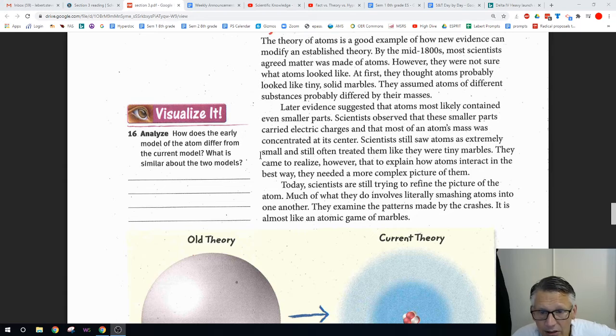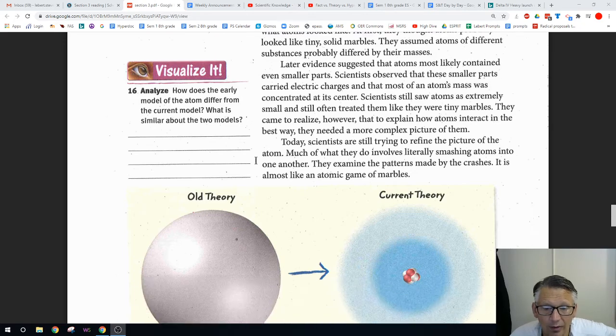Today, scientists are still trying to refine the picture of the atom. Much of what they do involves literally smashing atoms into one another. They examine the patterns made by the crashes. It is almost like an atomic game of marbles.